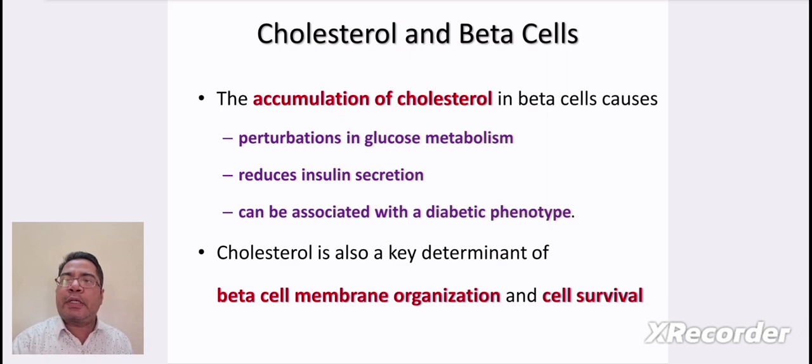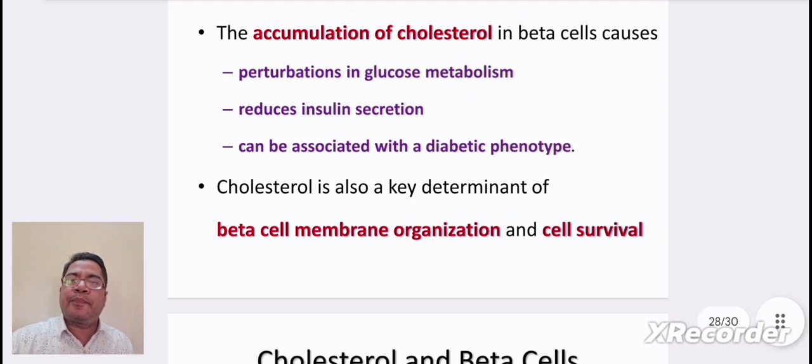Coming to cholesterol and beta cells. The accumulation of cholesterol in the beta cells causes perturbations in glucose metabolism, reduces insulin secretion, and can be associated with a diabetic phenotype. Cholesterol is also a key determinant of beta cell membrane organization and cell survival.